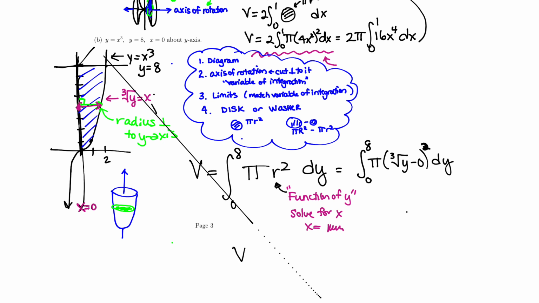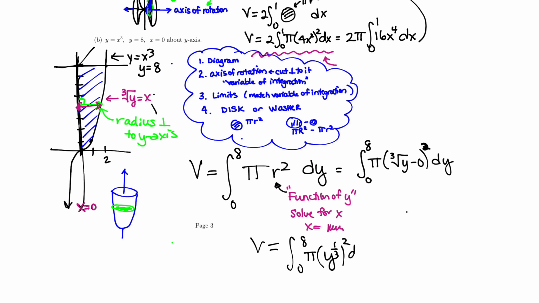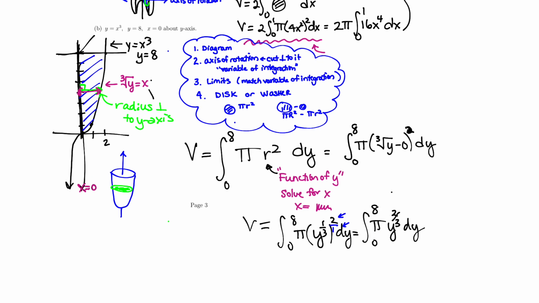And so really I want to be integrating from 0 to 8 of pi times y to the what fractional exponent? 1/3 squared. Beautiful. Cubed root squared, and we can multiply exponents and get 2/3. The cubed root is 1/3, so it's y to the 1/3. If we square it, we're multiplying exponents. I'm going through this because quite a few people got messed up on fractional exponents. When you have 1/3 squared, you multiply the numerators and then the denominators, and that's where you get 2/3, okay, guys?